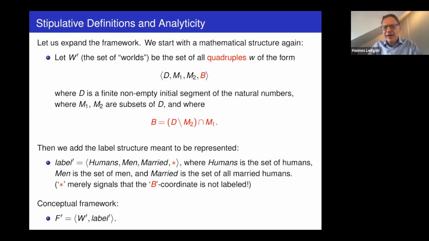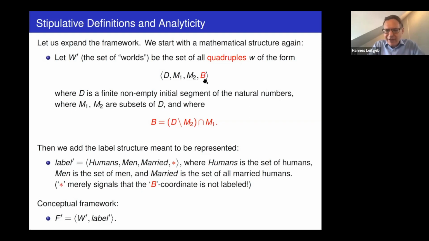Now what I do now is I beef up my little framework, my F from before, and turn it into an F prime, okay? And make it slightly more complex, slightly more interesting. And I only tell you now about the changes. So I turn these triples that have been our worlds into quadruples now by adding a fourth component, okay?